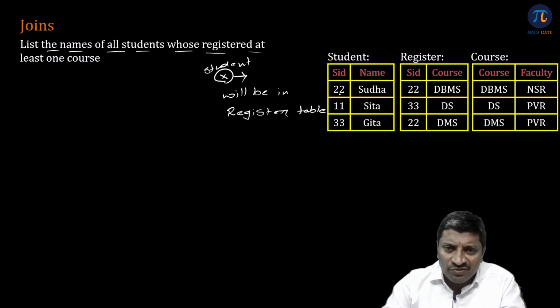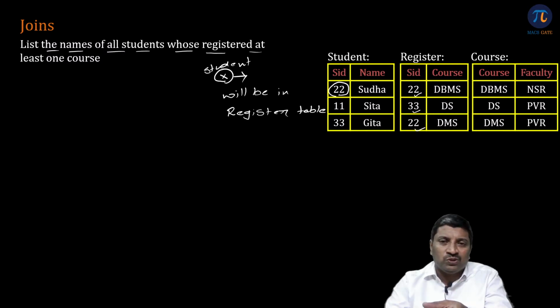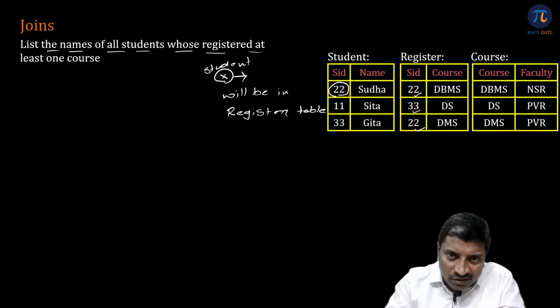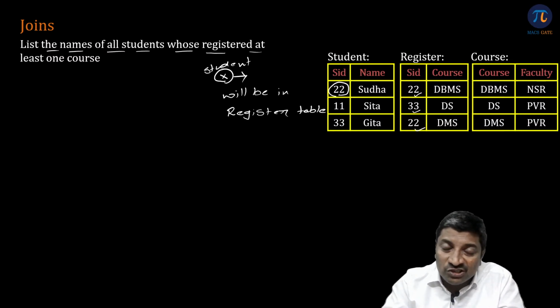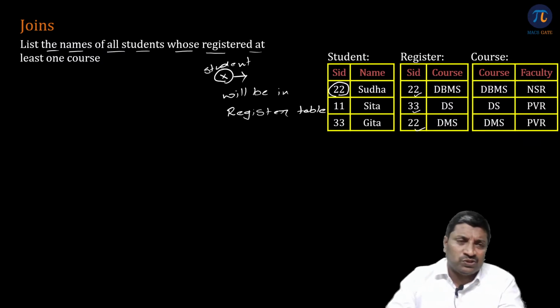Right? Here please observe it. 22 registered 2 courses, so his number is in the table. 11 Sita, she did not register any course. Her number is not in the register table. 33 registered, so her number is here. So whenever a student registered a course, his number will be in the register table. So what can I do, sir? I can form the cross product and verify whether SIDs are equal or not. If SIDs are equal, what does it mean? This fellow is present in the register table. So he registered one course, right?